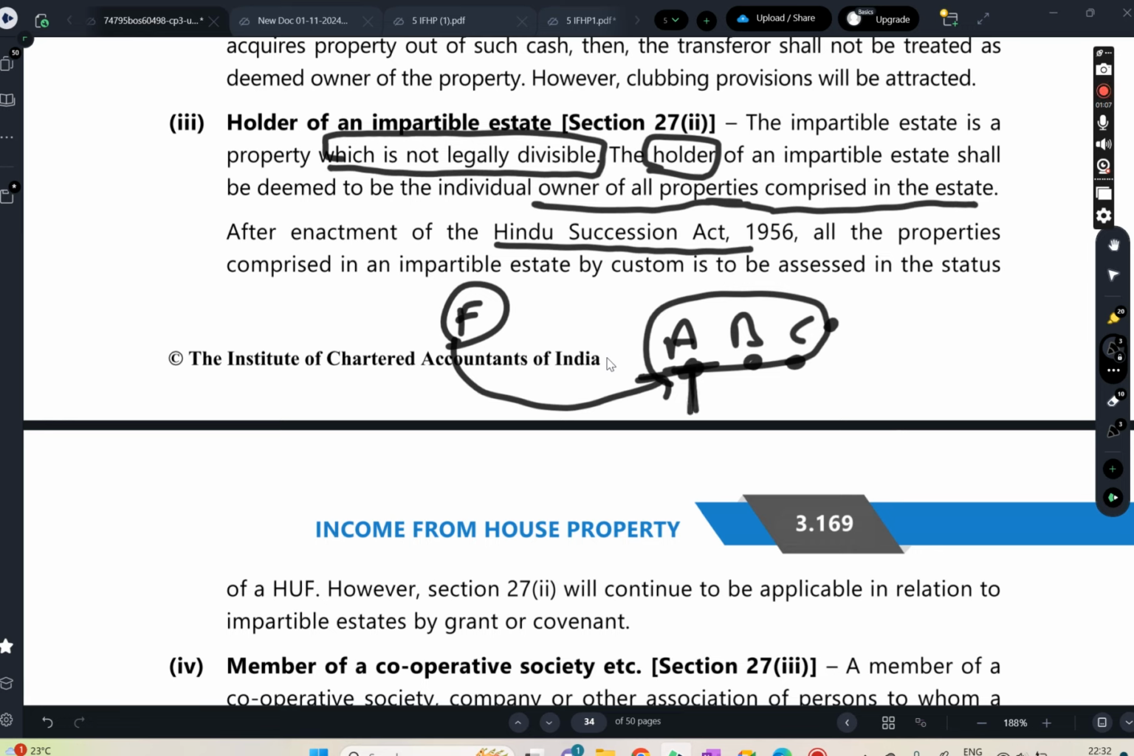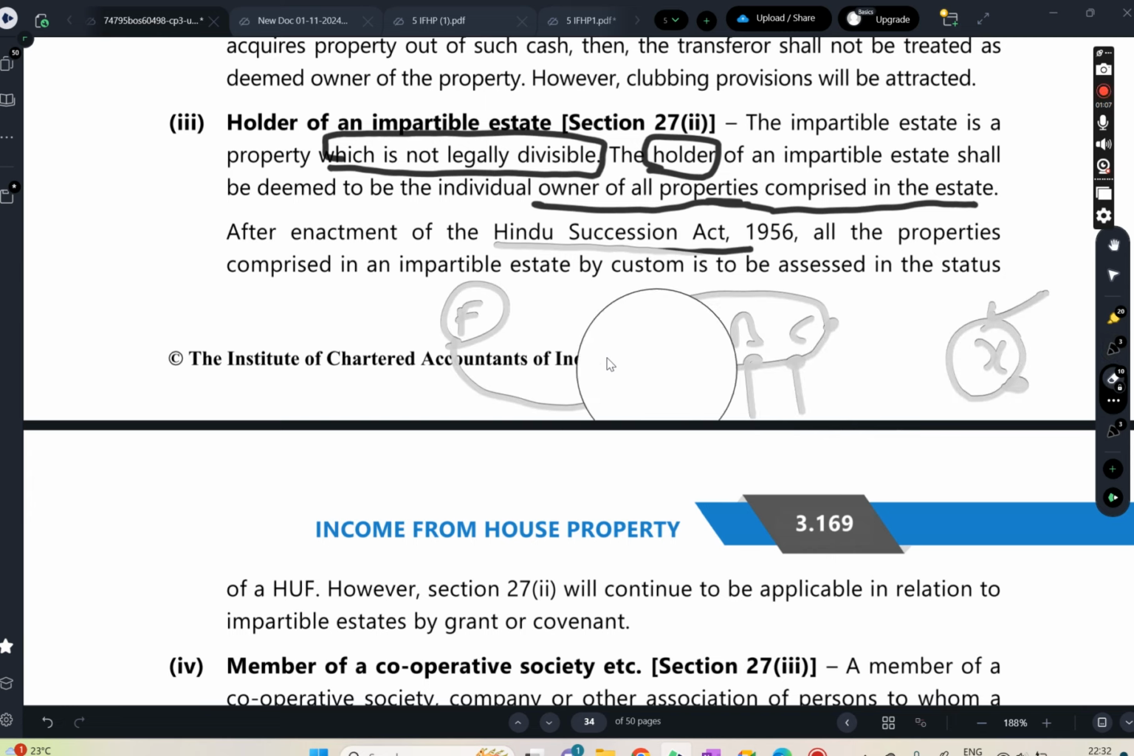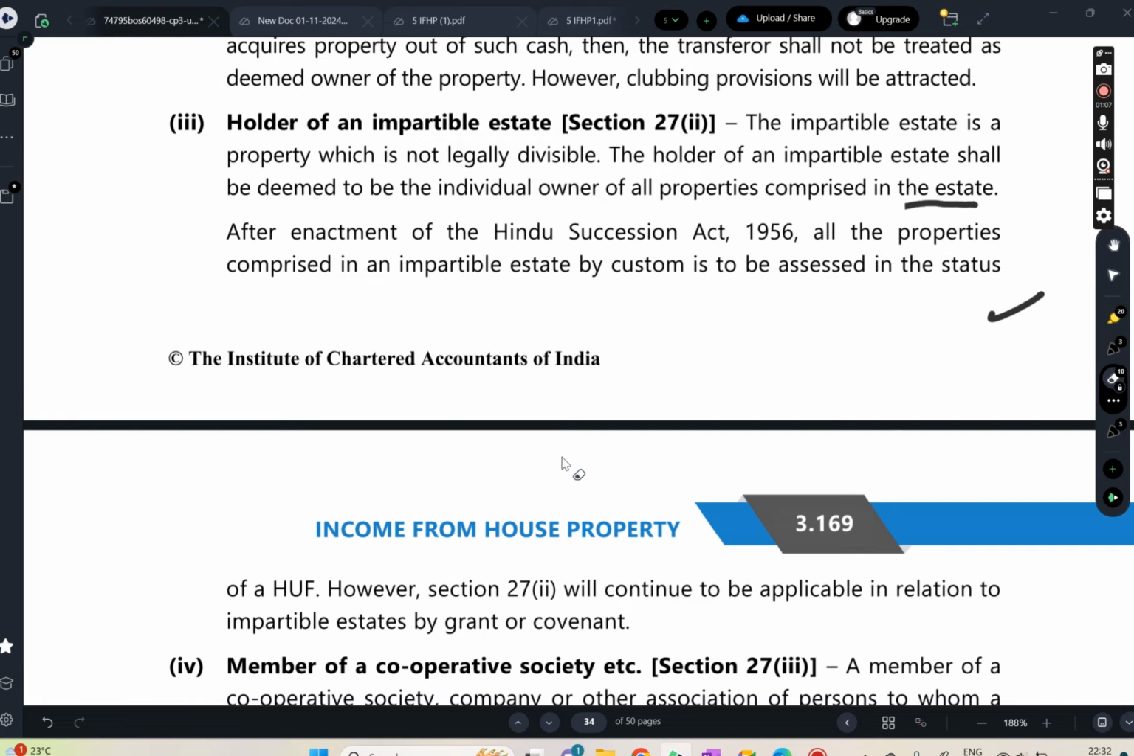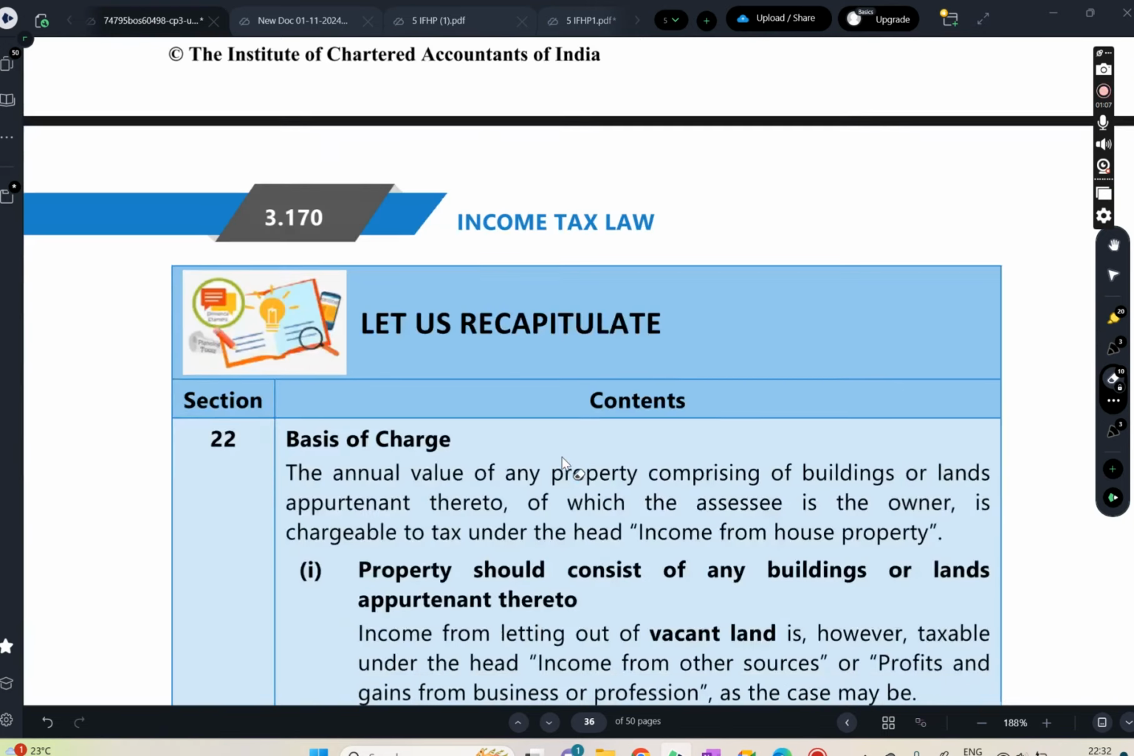We don't know whether the house belongs to A, B or C. That's why it is held by somebody else, X. Then X is the holder of that house, so let's tax him. We don't care who is the owner. X is holding that house, so let's tax X. This is a pretty much theoretical concept, there are no questions on it, but you have to know it.